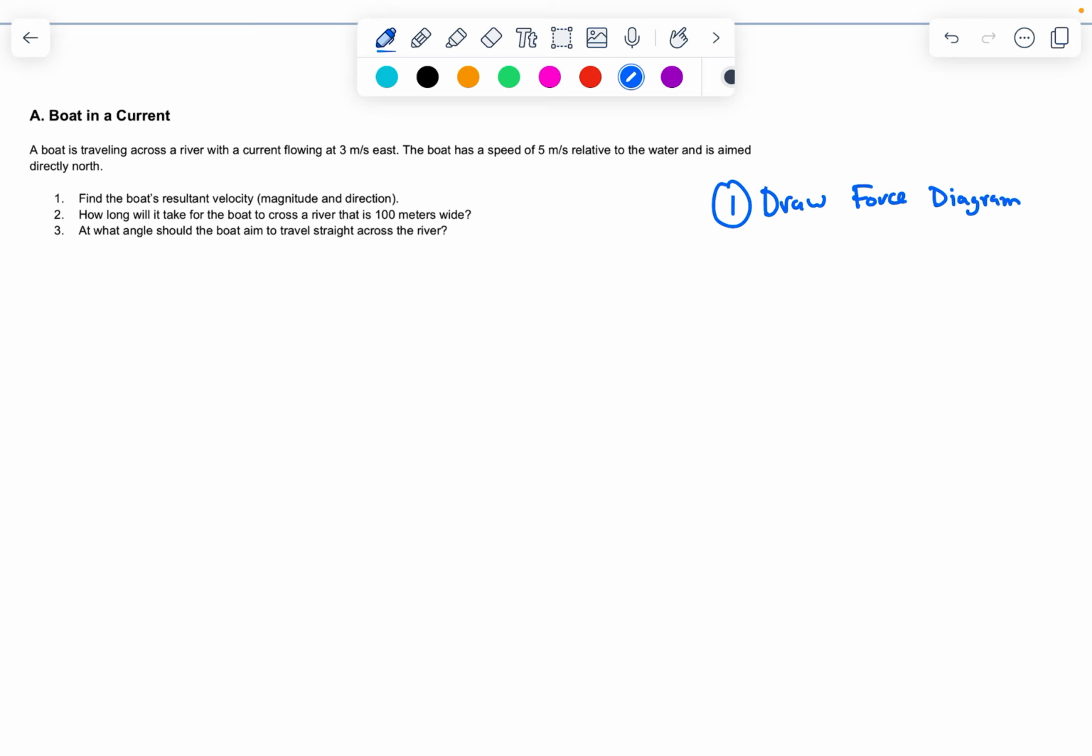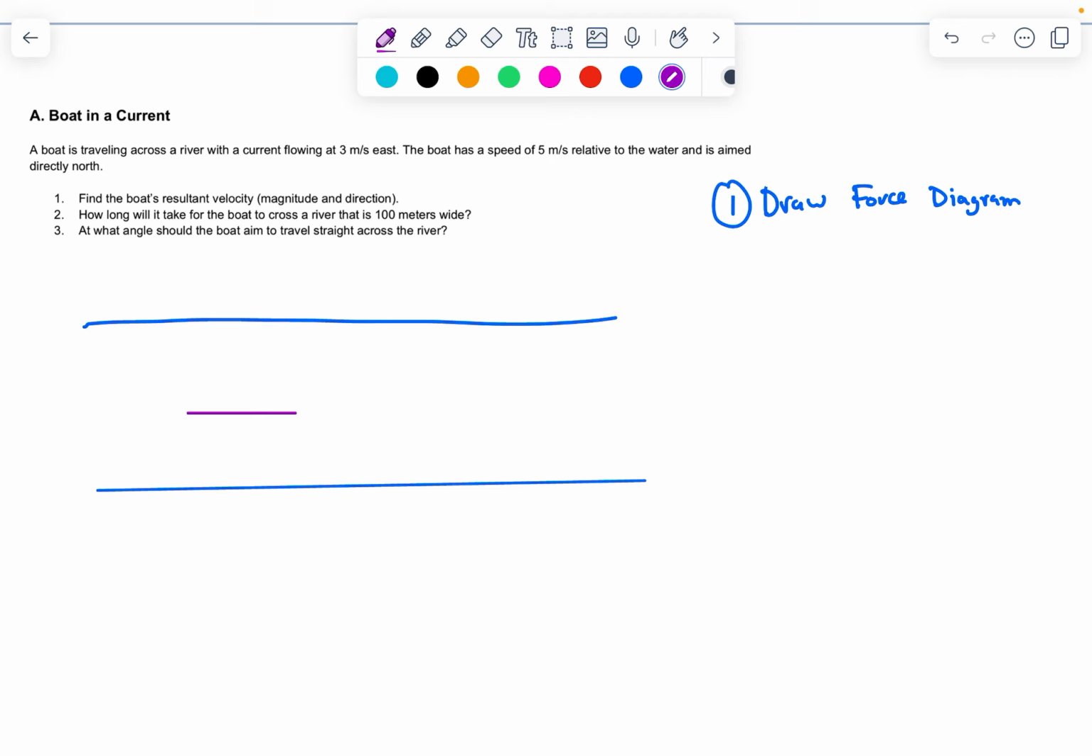Okay. So in this, it says a boat's traveling across a river with a current flowing 3 meters per second east. So I'm going to draw a little river, and the current's flowing 3 meters per second east. So there's current, and it's 3 in this direction is the magnitude. The boat has a speed of 5 meters per second relative to the water and is aimed directly north. I'm going to take some liberties in interpreting this problem. I think the intention is that we are directly aimed north and that the boat is generating 5 meters per second of force, not that the total resultant is 5.